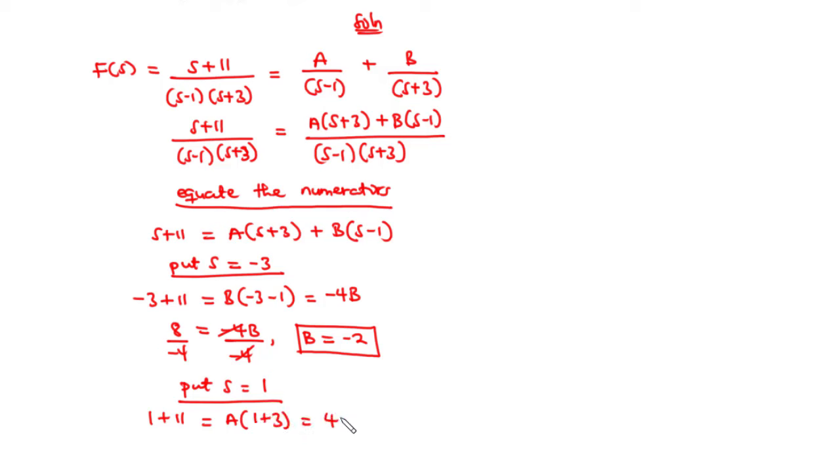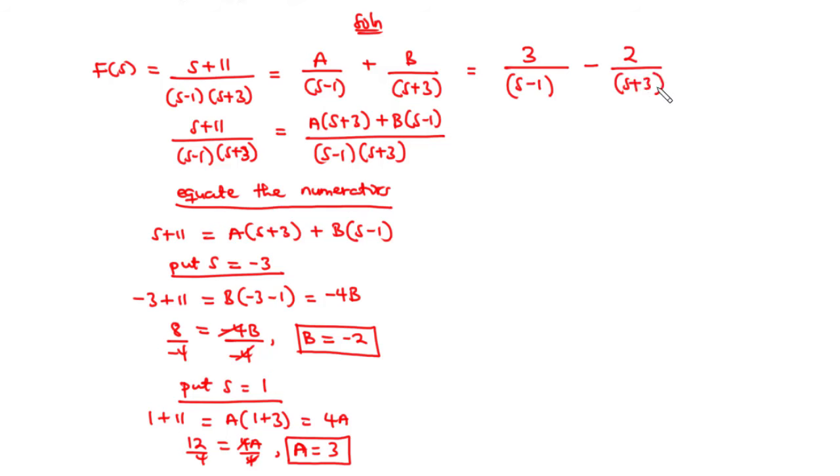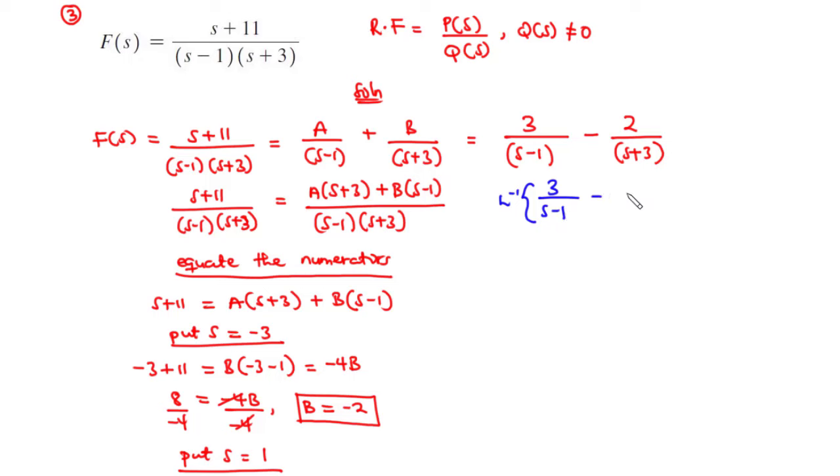Therefore we can represent the Laplace transform given as 3 over s minus 1 minus 2 over s plus 3. So from this it becomes very easy in finding the inverse Laplace transform. So now we are going to have the inverse Laplace transform of this function. So that becomes 3 over s minus 1 minus 2 over s plus 3.